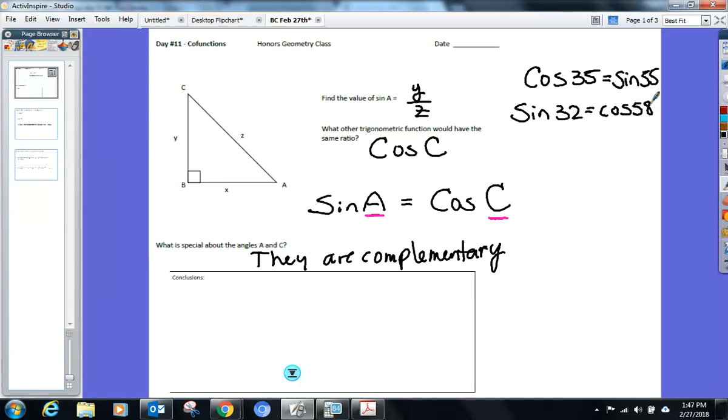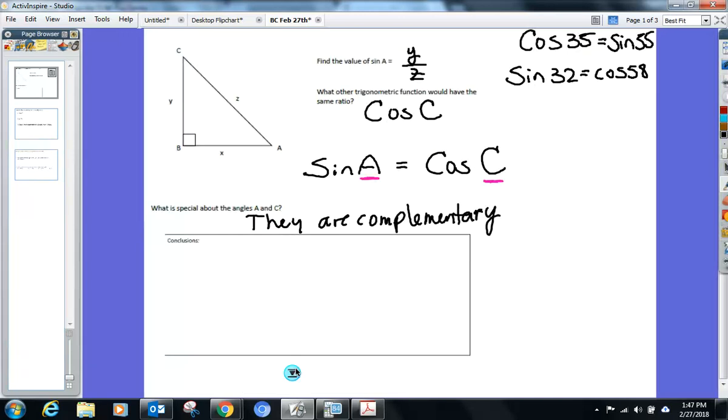Now I just want to show you, in general, here's what we just found. The cosine of any angle, let's pick a variable, x, will always be equal to what? Sine of, how do we find the other angle? We do 90 minus the given angle, x. Yep. And we could also switch sine and cosine too.